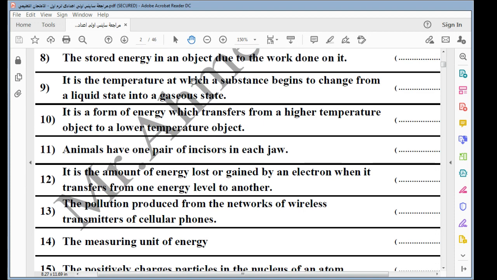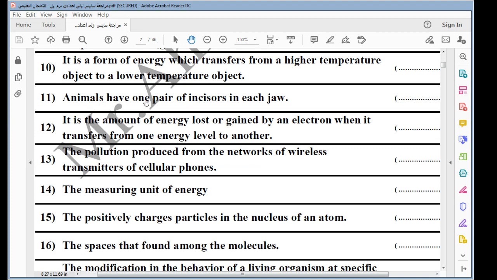Number 9. It is the temperature at which a substance begins to change from a liquid state to a gaseous state. Of course, this is boiling point. Number 10. It is a form of energy which transfers from a higher temperature object to a lower temperature object. Of course, this is heat energy. Number 11. Animals have one pair of incisors in each jaw. Of course, this is rodents.